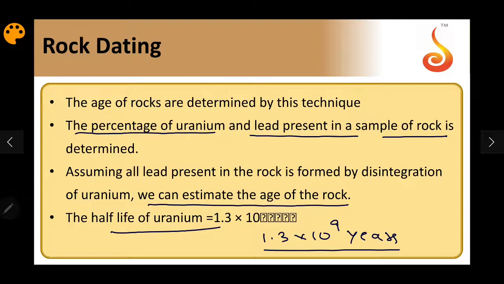Now if I find out in the same rock uranium and lead sample analysis, if I convert all the number of moles of lead into number of moles of uranium, so how much time it has taken, I can easily find out that estimate when the earth was formed. So age of earth, age of rocks can be estimated by this rock dating.